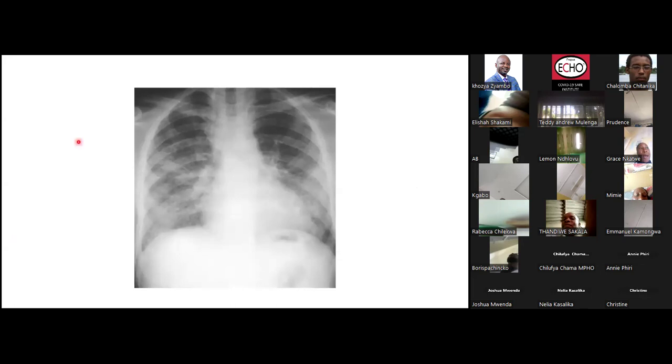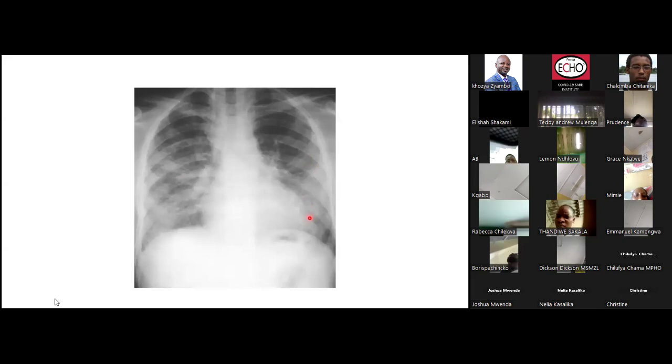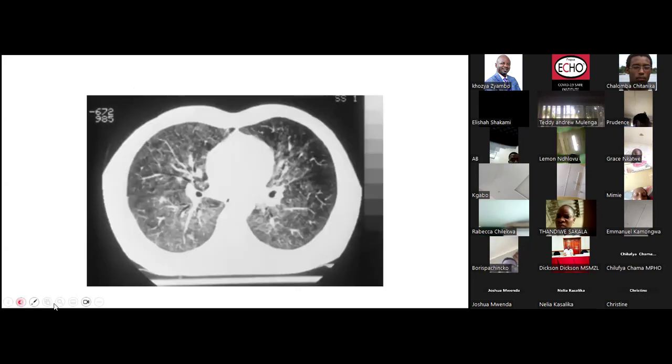So this is what an X-ray typically with PCP would look like. You can see these ground glass appearances. They are perihilar in both lungs. They are bilateral. The patient will probably have an HIV with a CD4 of less than 200. This is a CT scan. So you can see these ground glass opacities bilaterally.